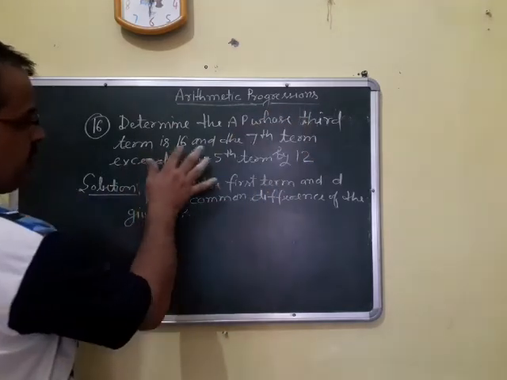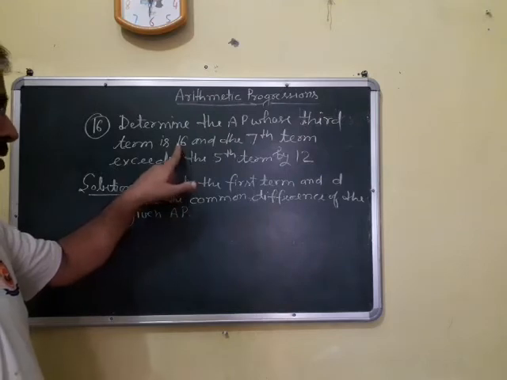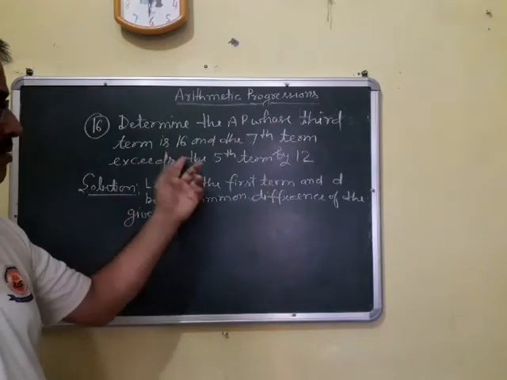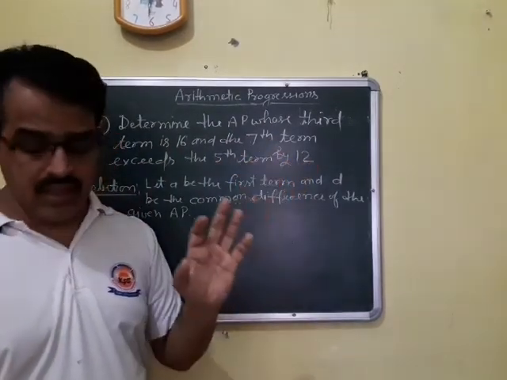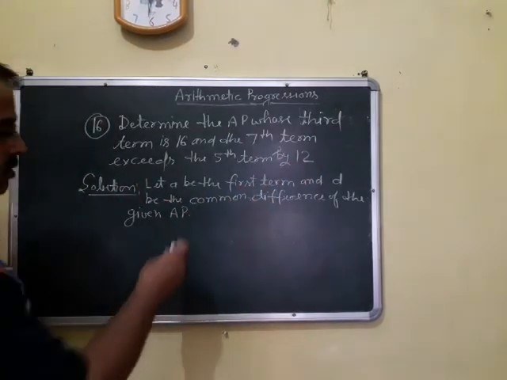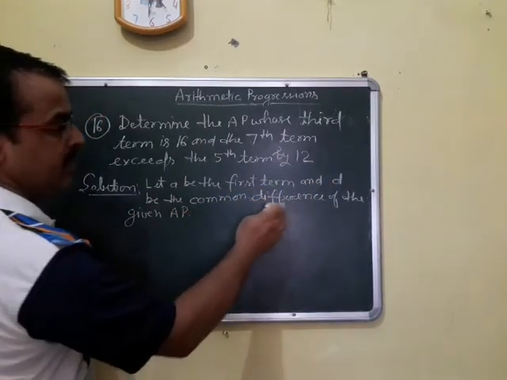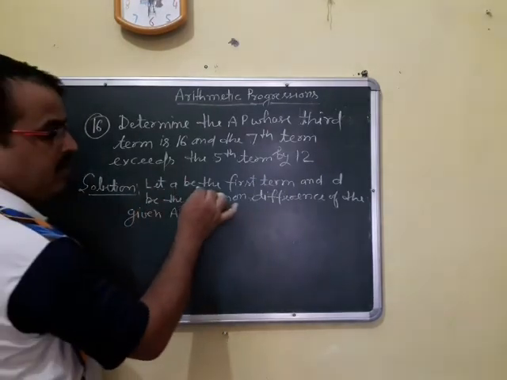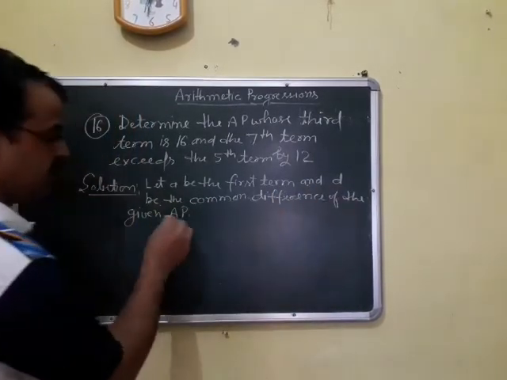Whose third term is 16? जिसका third term क्या है? 16. Third term मतलब a plus 2d. And the seventh term exceeds, और seventh term कितना exceed करता है? Fifth term by 12. Fifth term से कितना? By 12. Now here, let a be the first term and d be the common difference of the given AP.